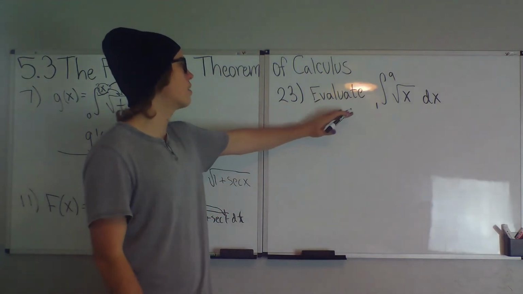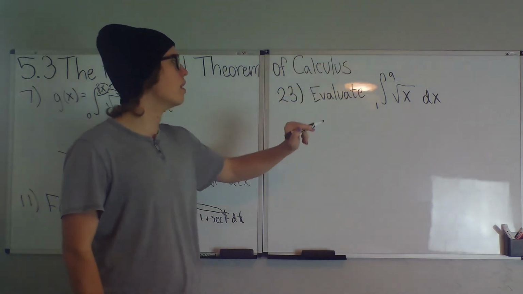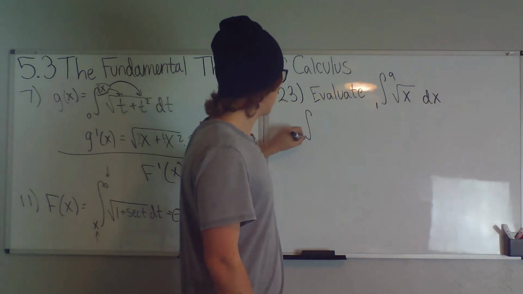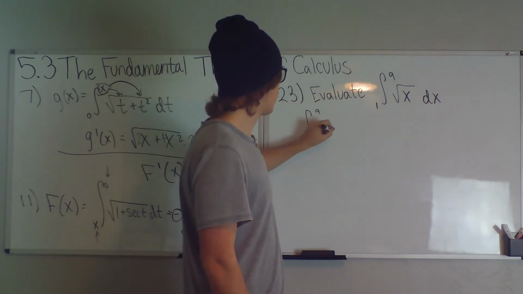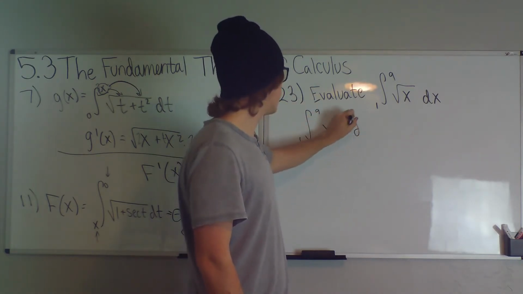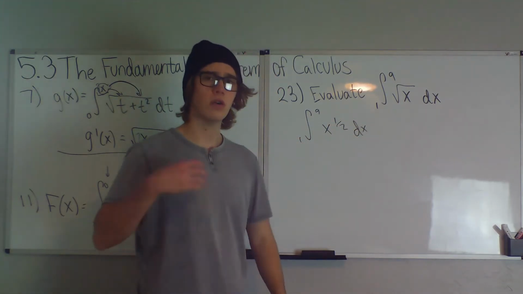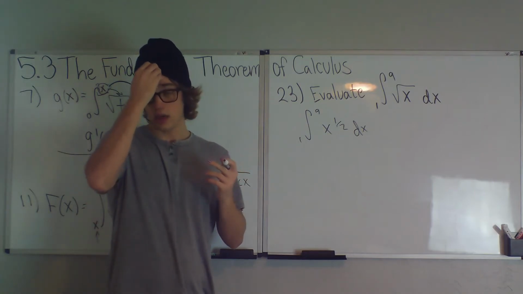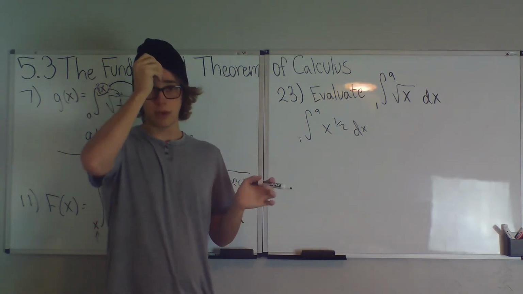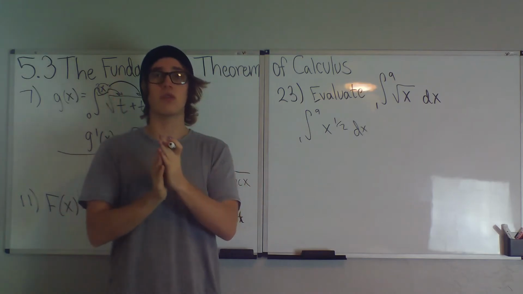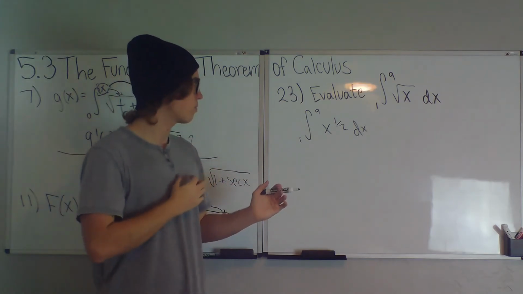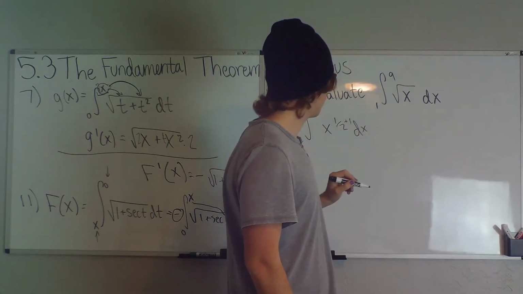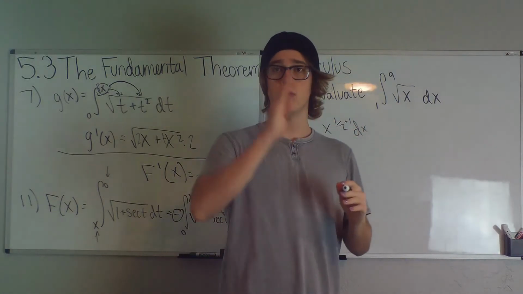Okay, now it says evaluate the integral from 1 to 9 of the square root of x dx. Well, let's rewrite this. 1 to 9, well, that's x to the 1/2 dx, right? Okay, cool. Now what we have to do is the power rule, but not the power rule of the derivative, the power rule of the integral. So we're going backwards. So what do? Well, we add 1 to this, right? Because normally you subtract 1.